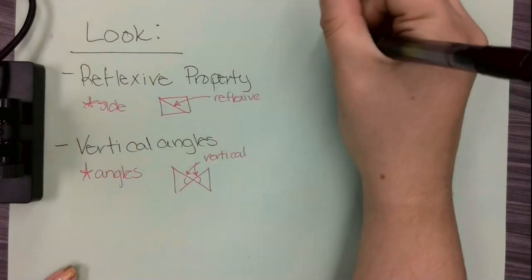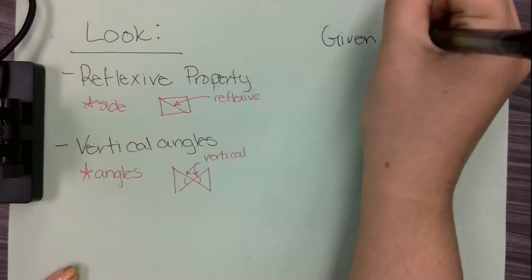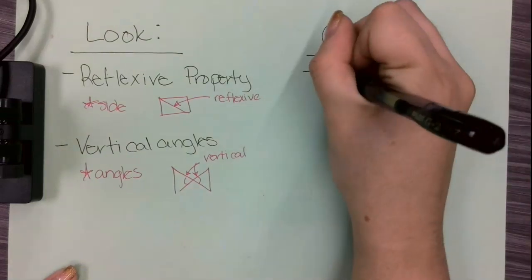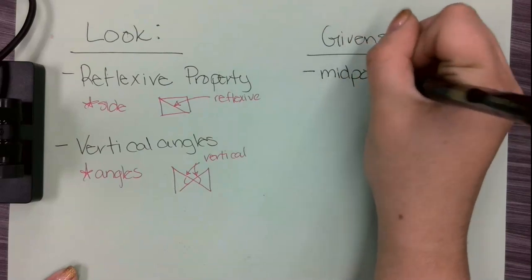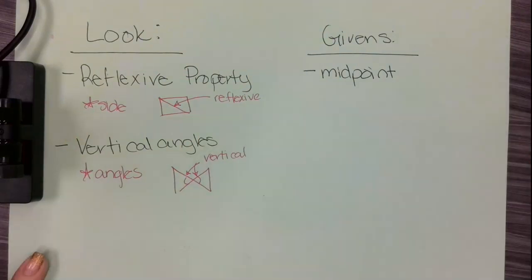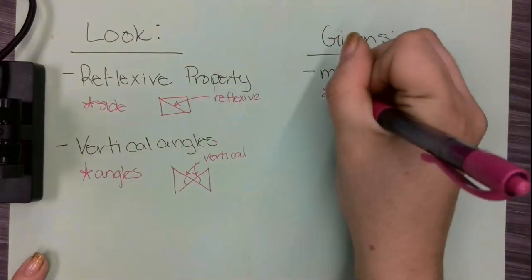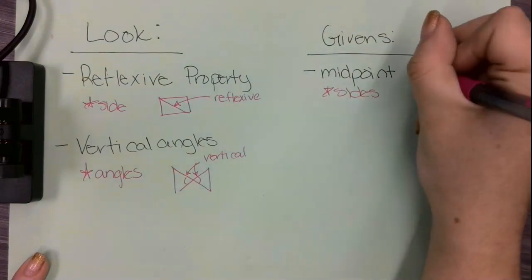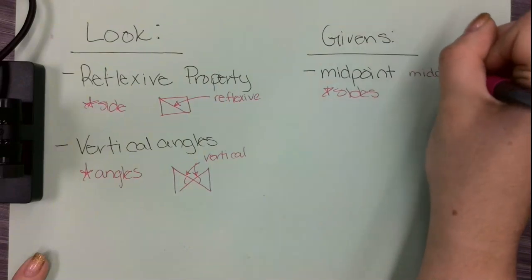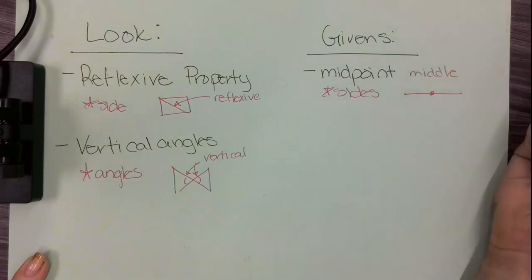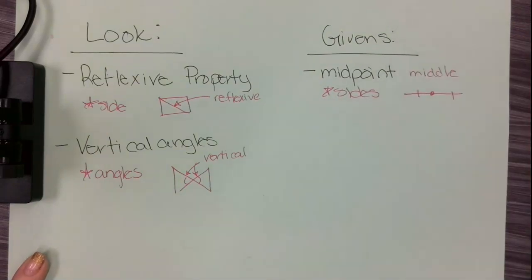Then I also have my givens. So when I start the proof, when I'm given a midpoint, what can I find from it? Can I find sides or angles? The sides. And midpoint means middle. So if I have something and it tells me that this is my midpoint, then the two sides would be congruent.